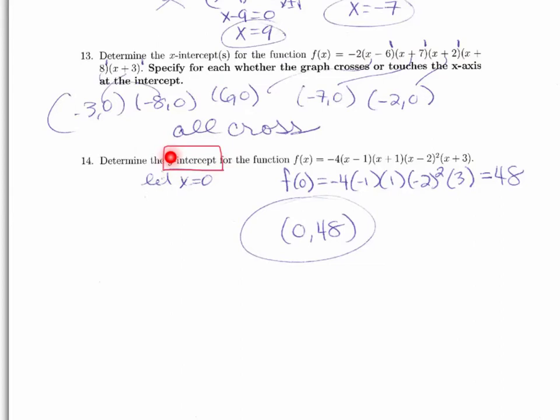To find the y-intercept, you let x equal 0, so we're looking for f of 0, so you substitute 0 into every factor. Negative 4, this factor, 0 minus 1 is negative 1. 0 plus 1 is 1. 0 minus 2 is negative 2. Don't forget that exponent. 0 plus 3 is just 3. And then multiply them together to get 48.